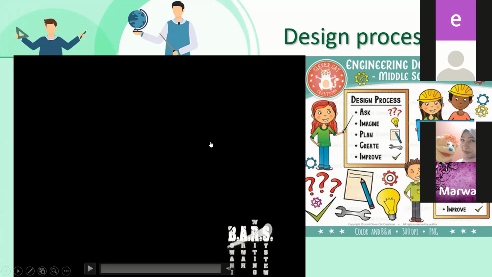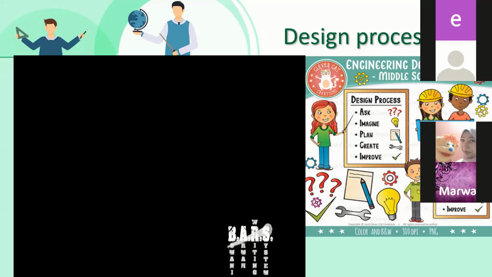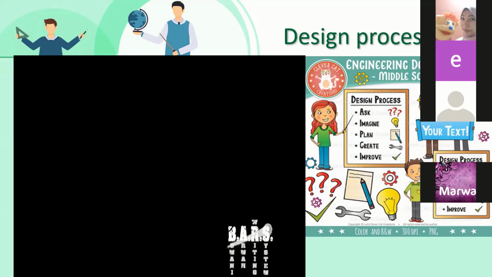Now, after watching the song and listening to it, we know that the design process has 5 steps. The first step is, can anyone say it? Yes, to ask. Yes, Najwa? I think it's a plan. No, it's ask the right question.